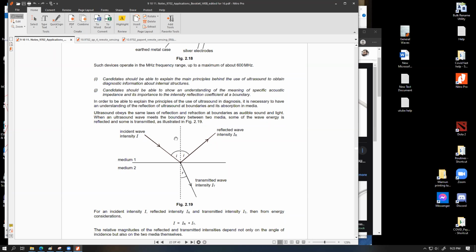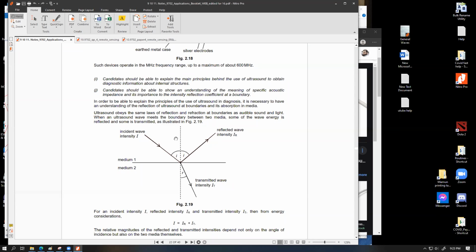A portion of the wave will be transmitted, or in other words, you can say it will be refracted. Transmitted is also a good word. This is represented as transmitted wave intensity IT. By the law of conservation of energy, we can always say that the total incident intensity equals the total reflected plus transmitted. This will always be true.